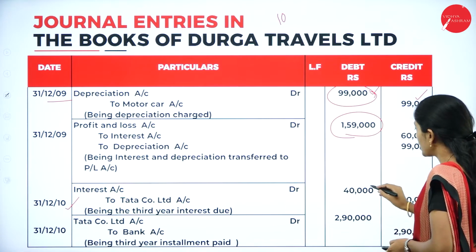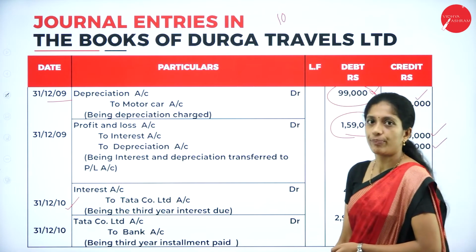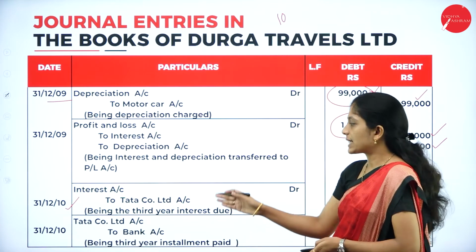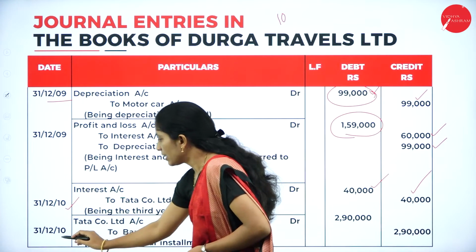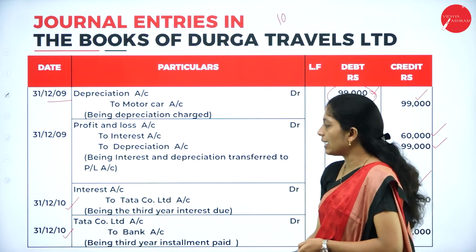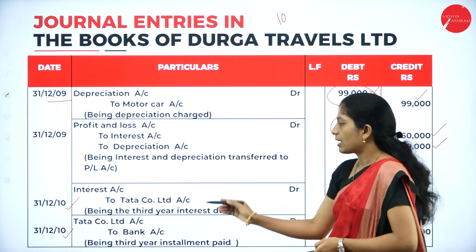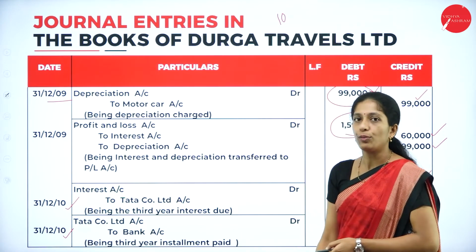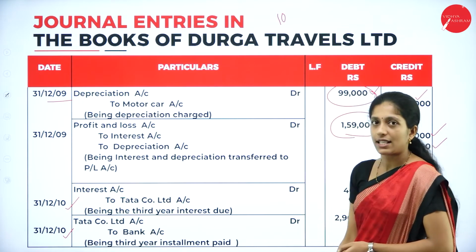So third year is how much? 40,000 interest due. Next, installment paid. So what is the entry at the end of third year? That is 31st/12/2010. So installment paid. Tata Company Limited account debit to bank account, being third year installment paid.